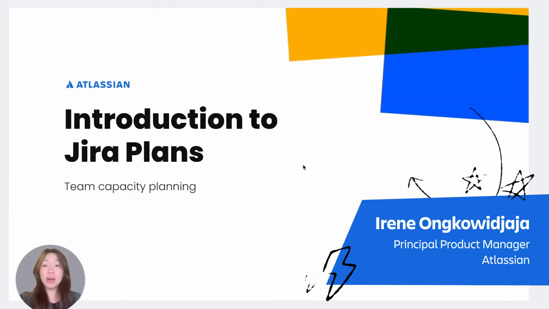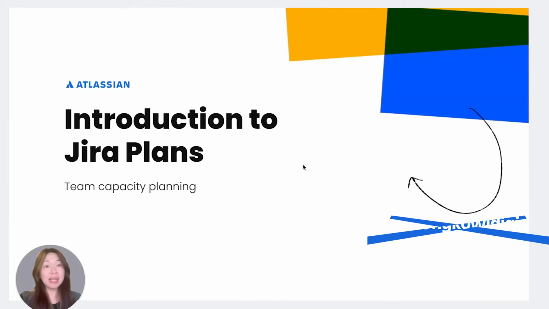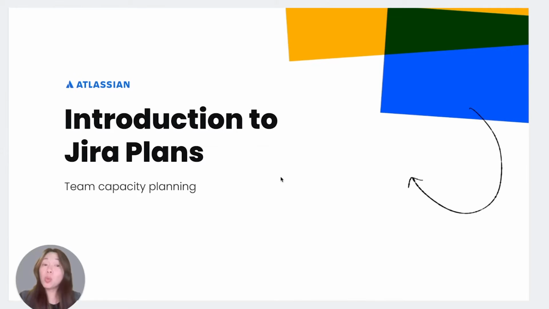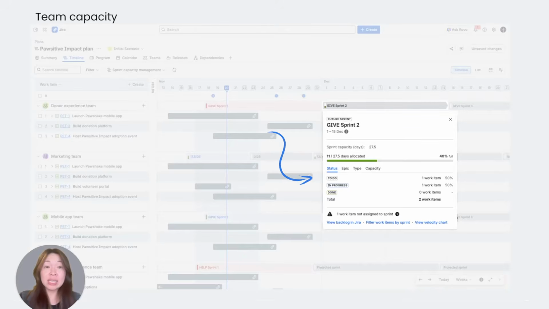In this video, I will introduce you to Team Capacity Planning in Jira Plans. It is a feature that lets you visualize, manage, and optimize your team's workload across multiple iterations. With capacity planning, you can see exactly how much work your team can realistically take on, spot potential bottlenecks early, and make informed decisions to keep your projects on track.